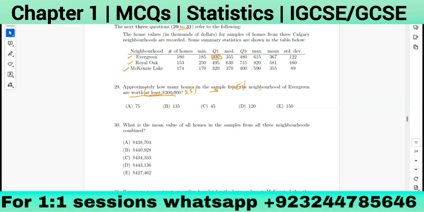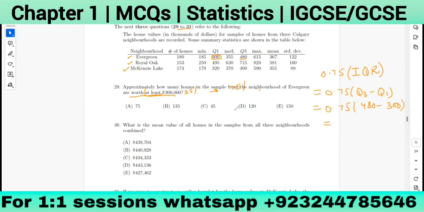At least means $30,000 or more than that, above that. So above that is 75%. So 75% can be written as 0.75 multiplied by the IQR, interquartile range. So what is the IQR for Evergreen? IQR for Evergreen is Q3 minus Q1, 480 minus 300. Now do the calculation and tell me the answer.